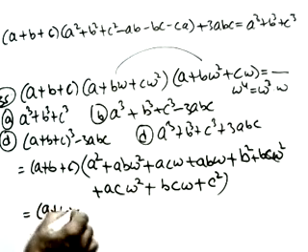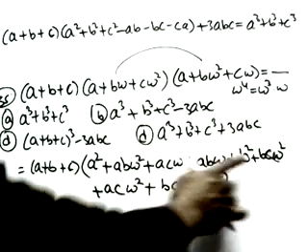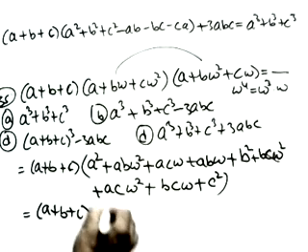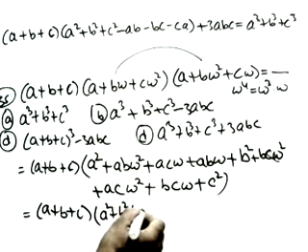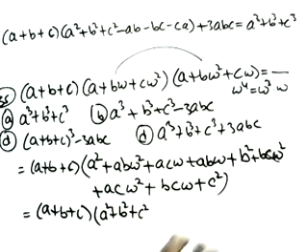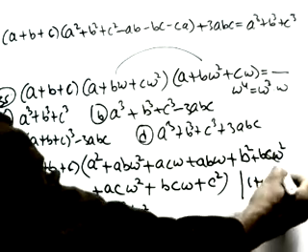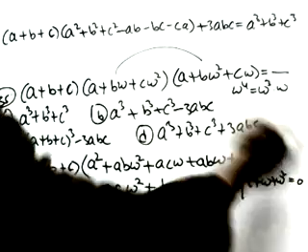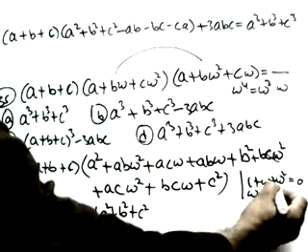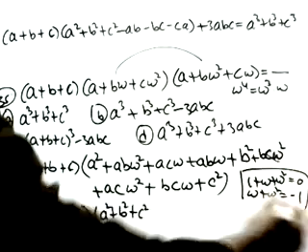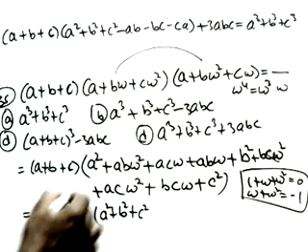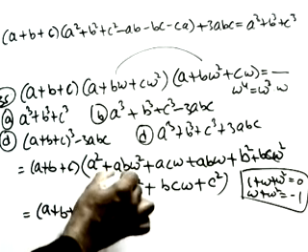Now let me solve this one. This is a plus b plus c. Now I'm adding this, a square, b square, c square, a square plus b square plus c square. Now watch carefully. What do we have? We have 1 plus omega plus omega square equals 0. Bring this one to that side. Omega plus omega square will be minus 1.